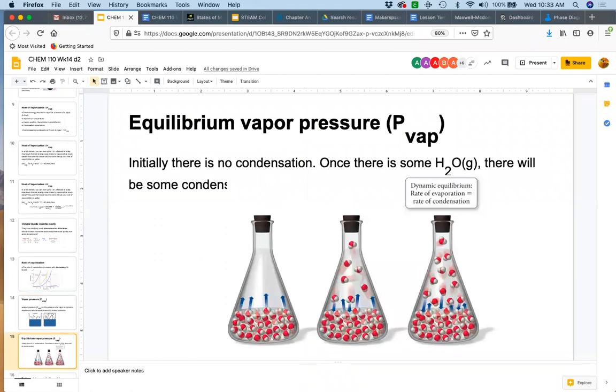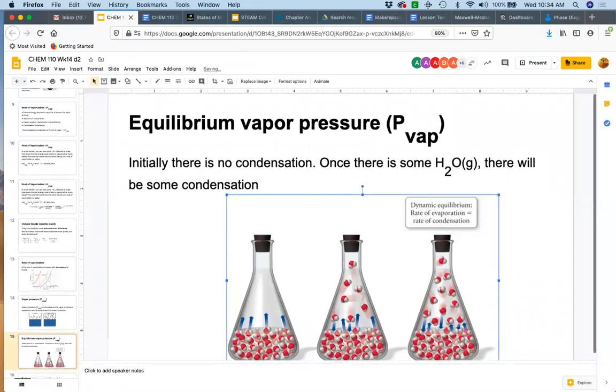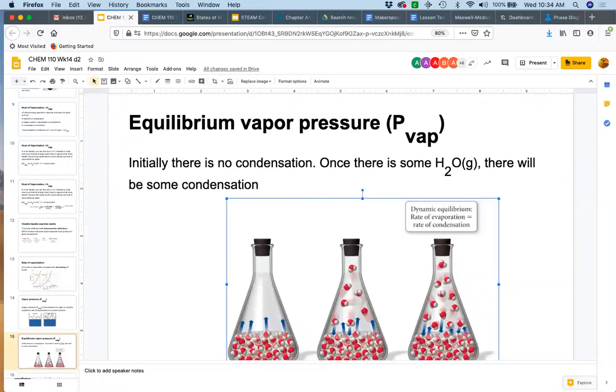If I think about this for equilibrium vapor pressure, say I have a closed vessel, initially there's no condensation. And then once I get some H2O, oh, sorry, I need to lower this. Then there will be some condensation that occurs. So notice I have water molecules rising up.